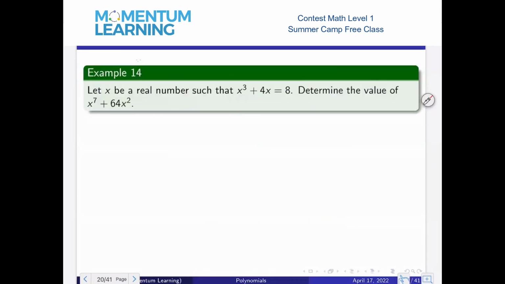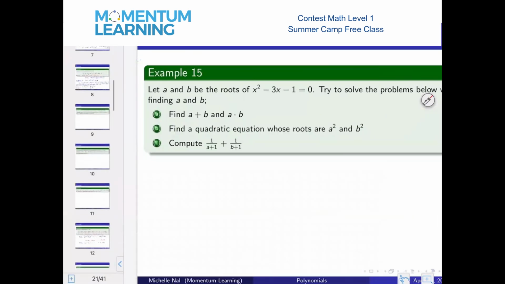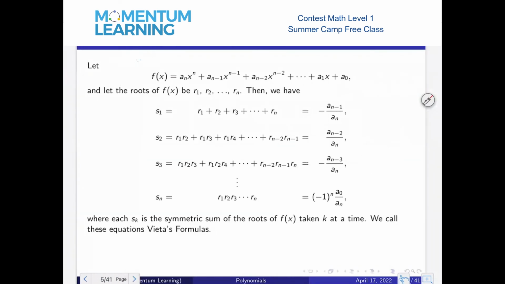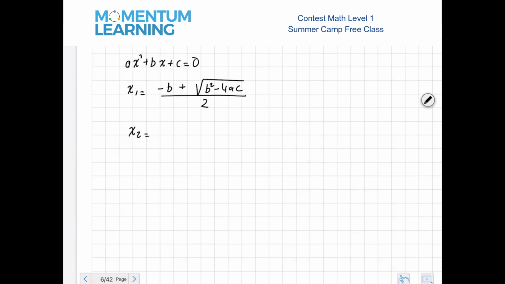Okay, next. I'm going to skip this. So here is the Vieta's. Let me go back to Vieta's here. Now, remember that everyone knows the quadratic formula, right? So we know that ax squared plus bx plus c is 0. Remember, when we find the roots, we said that it is negative b plus the square root of b squared minus 4ac, over 2a. And then the second root is the one with the minus, right?